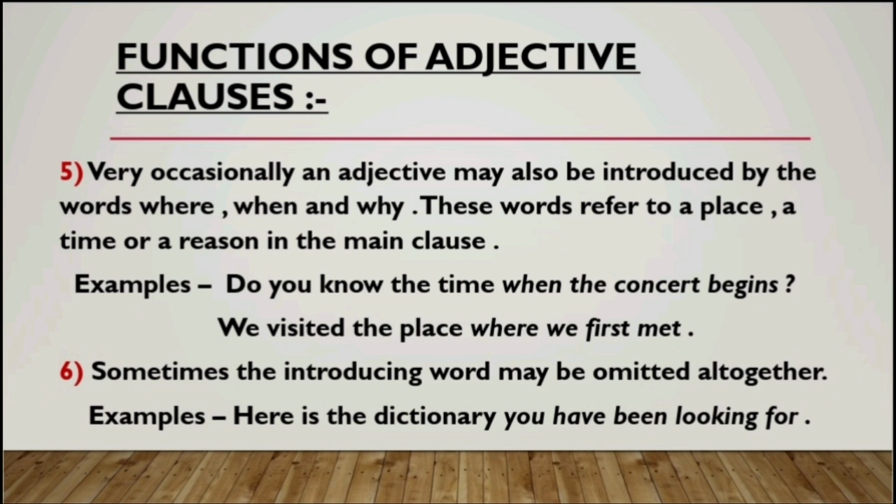Similarly, if you look at another example here, we visited the place where we first met. So here in the main clause, you see the word place, and place has been described by this adjective clause where we first met. So where refers to the place where we met, right? Therefore sometimes an adjective clause may be introduced with words like where, when, why, which describe either place, time or reason mentioned in the main clause.